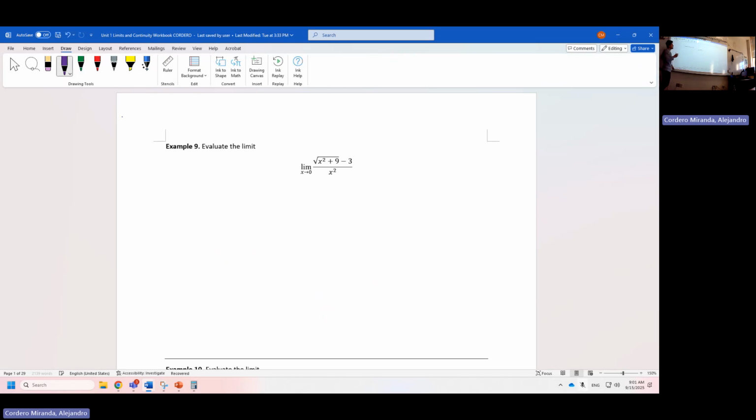But sometimes it's tricky to know what the conjugate is, because there's a plus here and a minus here. Do I change both signs? Do I just change one? Which one do I change? That can be tricky, but the conjugate should just be the square root and then the opposite sign of the number. So what I mean is x squared plus 9 plus the 3. That's what you change, not the one inside the square root.